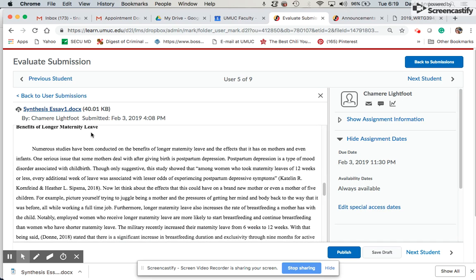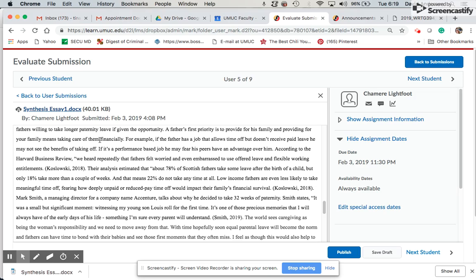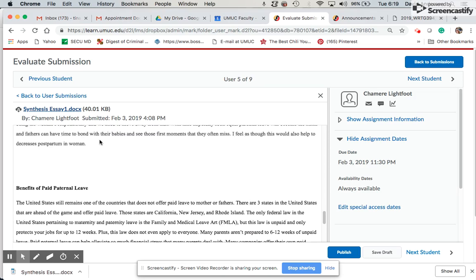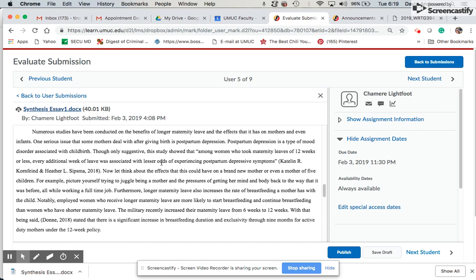So here is where, for the sections on benefits of maternity leave, benefits of paternity leave, benefits of paid paternal leave, here's what you want to introduce: Numerous studies have been conducted on the benefits of a longer maternity leave and the effects it has on mothers and infants. One serious issue that some mothers deal with after birth is postpartum depression. I would say, instead of this, reverse it. You want to say this is your main subject: postpartum depression is a serious issue many mothers deal with. It is a type of mood disorder associated with childbirth. Give me a reference here.